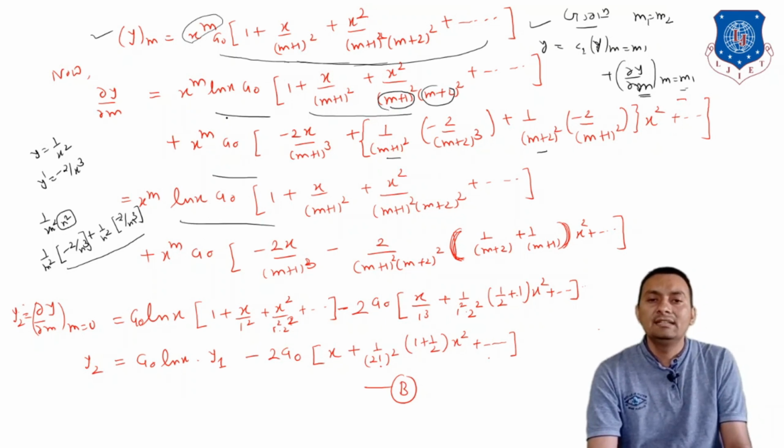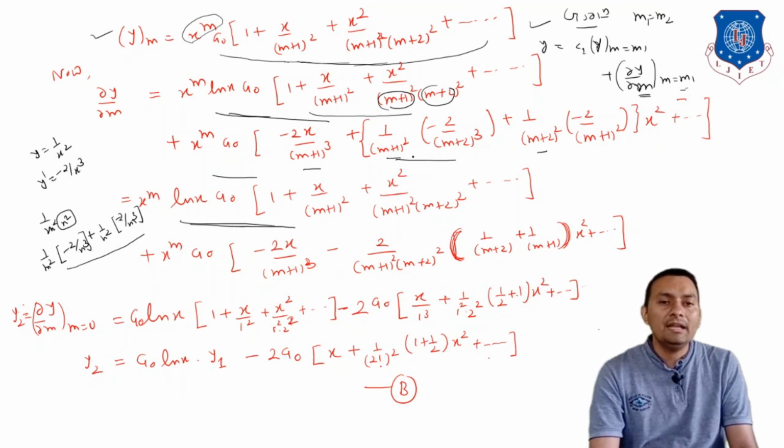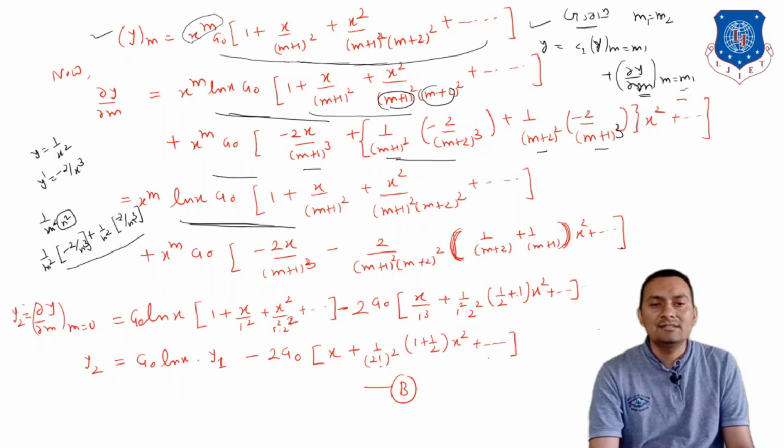Now let us write it in the simplest form. This is what we have written: x raised to m a0 is there. So minus 2x divided by m plus 1 raised to power 3. And whenever we combine, so minus 2 divided by, we are going to get the common m plus 1 square, m plus 2 square, that is the common, and we will have 1 divided by m plus 1, and again from this we are taking m plus 1 to be there, and x raised to square plus and so on.